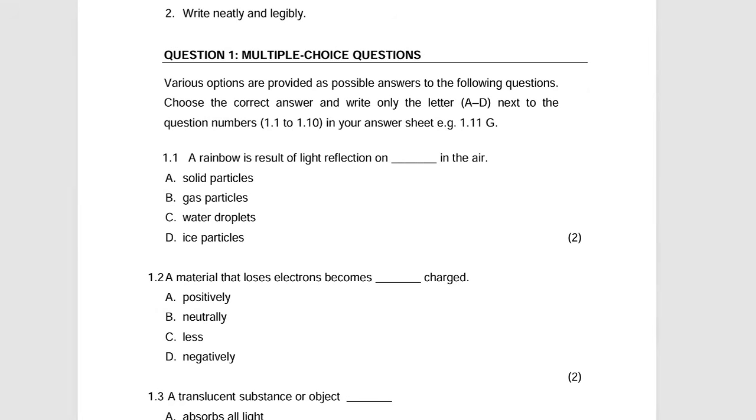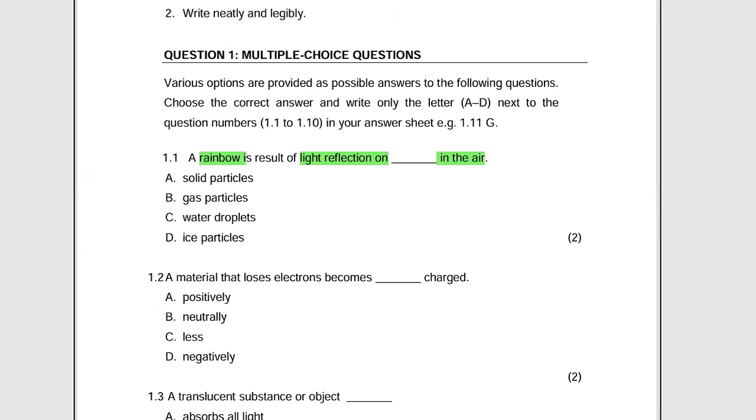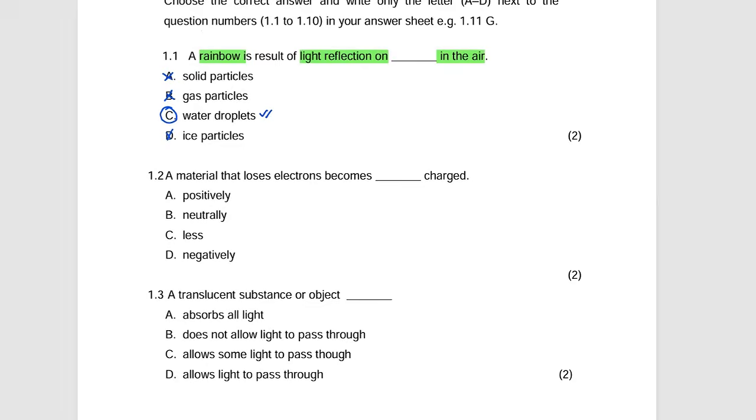So the first question there is about a rainbow. It says a rainbow is the result of light reflection on dash in the air, right? So we should know by now it should be water droplets. So let's go through our options. Option number one, it says solid particles, incorrect. Gas particles, also incorrect. So our option C, water droplets, is correct. Then D there is going to be incorrect. So our correct answer is going to be option C.